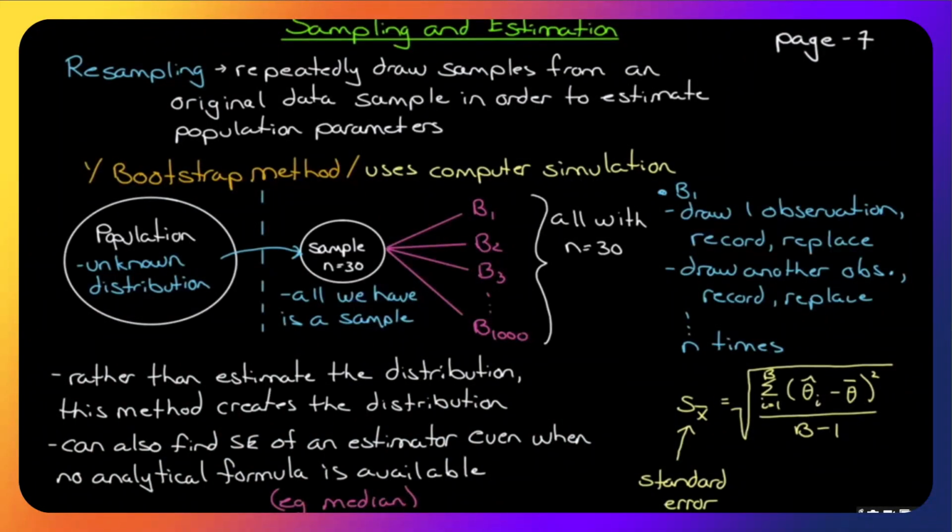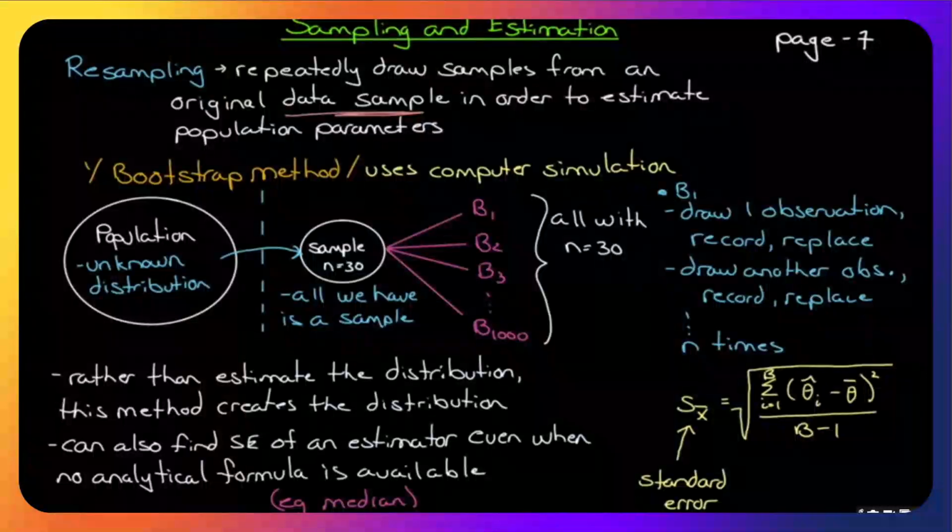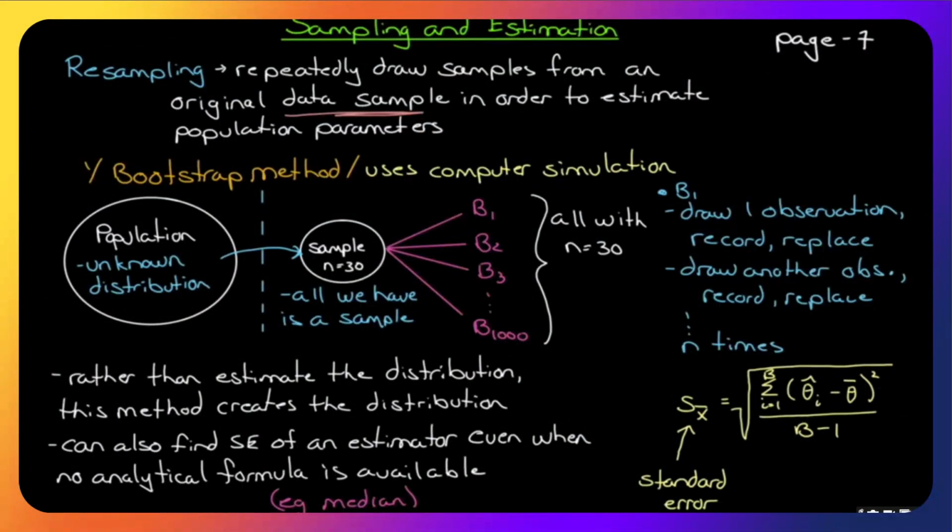So let's dive in here. Resampling is repeatedly drawing samples from an original data sample. Notice we're not drawing samples from a population. We're drawing samples from an original data sample in order to estimate population parameters. The first one we'll look at is the bootstrap method. And here you're going to use computer simulation because you have to observe values one at a time. You can't just take a sample and look at it. It's one at a time. So it can get really tedious.